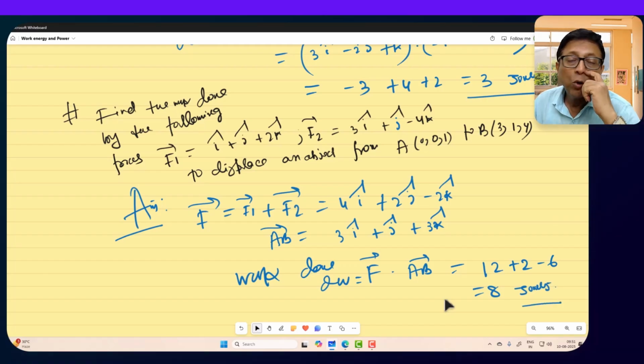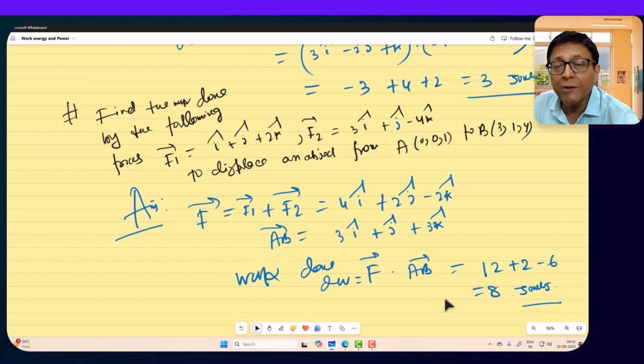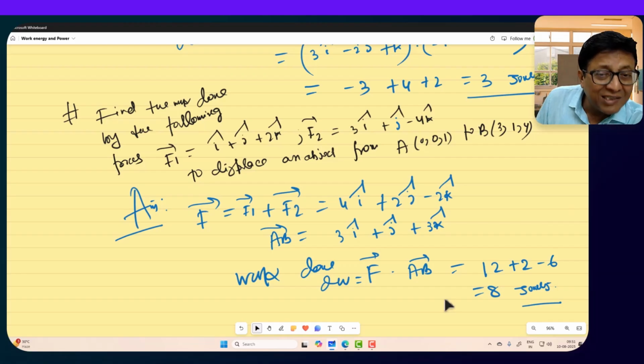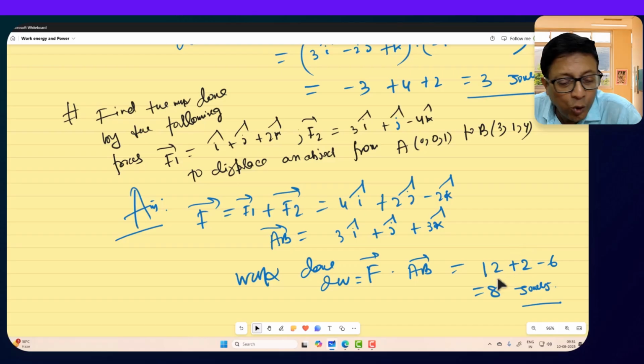Okay. Hope you have understood, when many forces operate, I mean F1, F2, F3, F4, every time you find the resultant force. And for that resultant force, I am repeating the concept again, the work done is the change of kinetic energy. This is our work energy theorem. Clear? Hope you have understood with those examples.